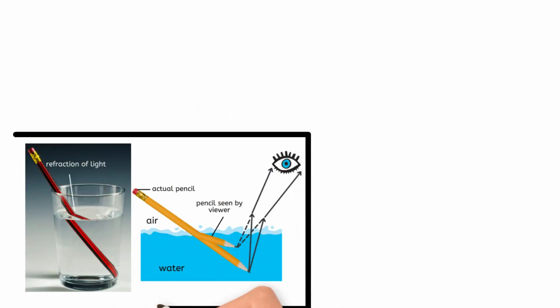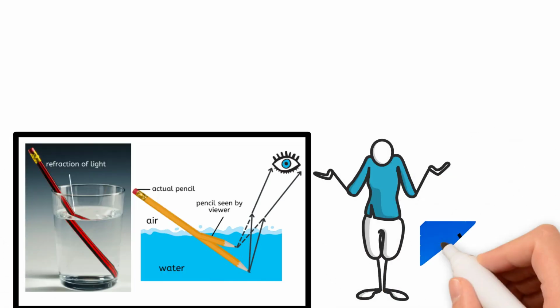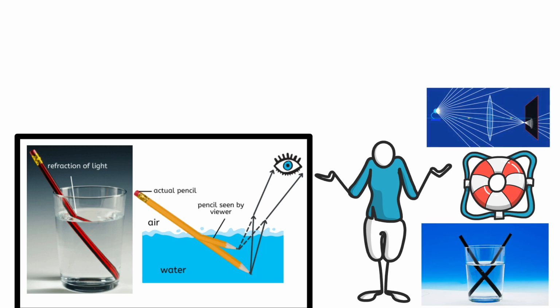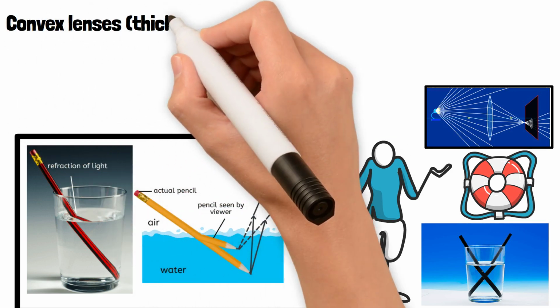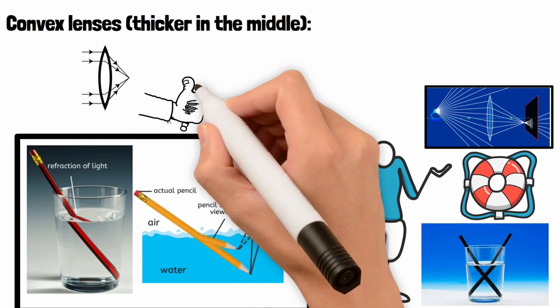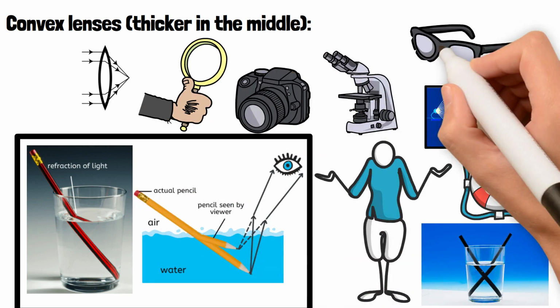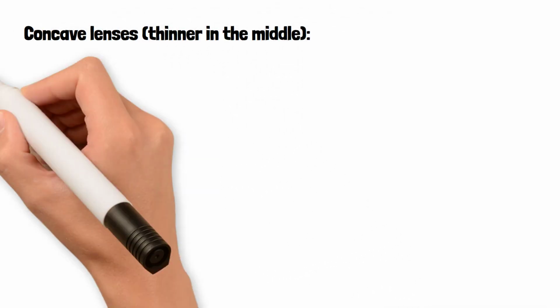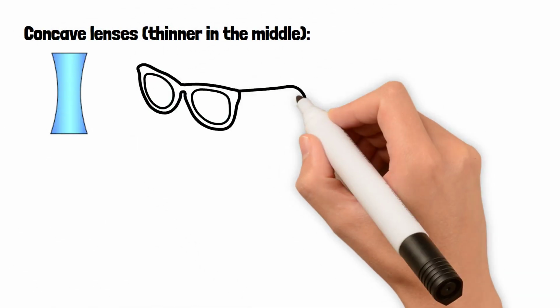This is why a straw looks broken in water, swimming pools look shallower, and lenses can focus light into a single point. And lenses are just curved pieces of glass controlling how light refracts. Convex lenses, thicker in the middle, focus light, magnify objects, and are used in cameras, microscopes, and glasses for long-sighted people. Concave lenses, thinner in the middle, spread light out, and are used in peepholes and glasses for short-sighted people.